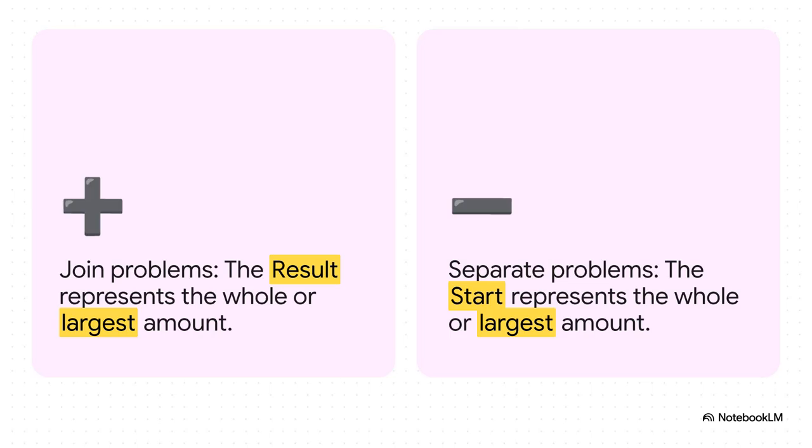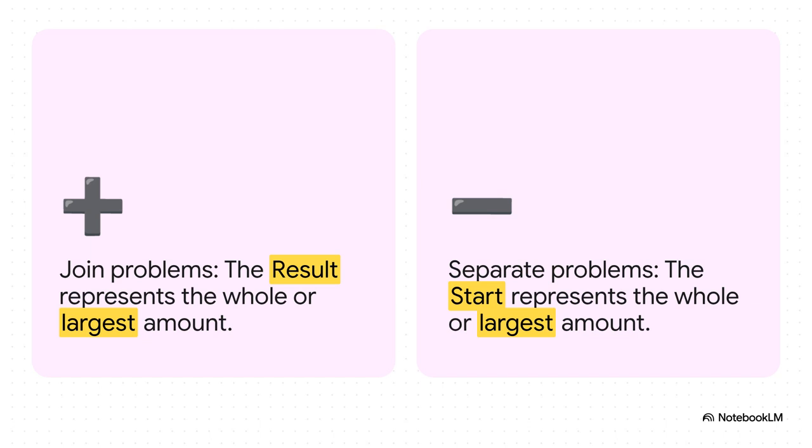But here's where it gets interesting. We have to understand the difference between joining and separating within these change problems. In a join or add to problem, the final result represents the whole or the largest amount. But in a separate or take from problem, it's the start amount that is the whole.